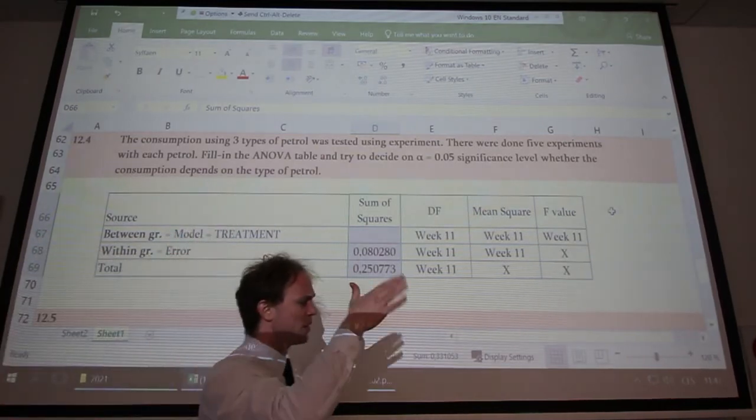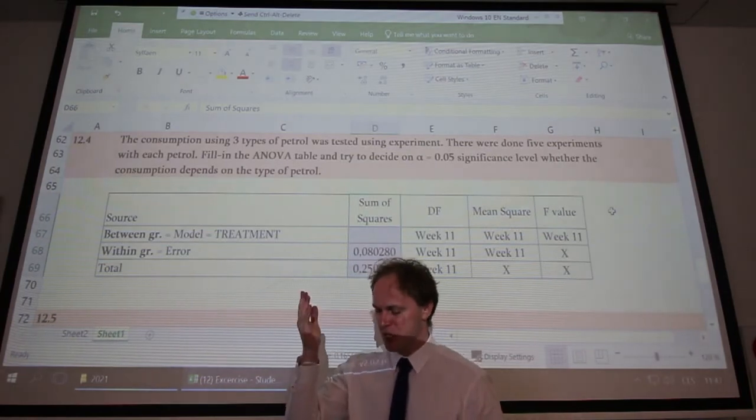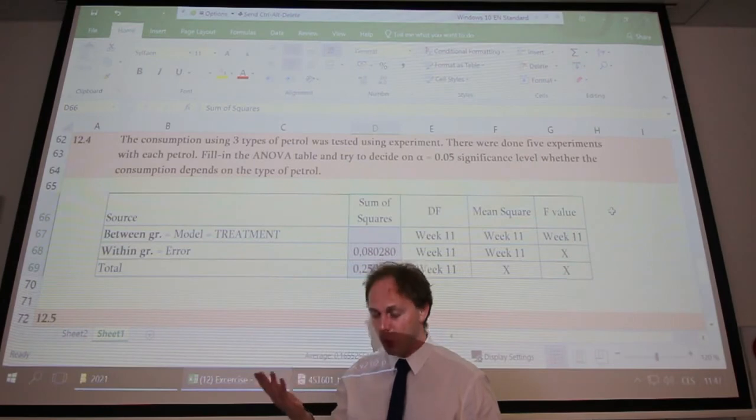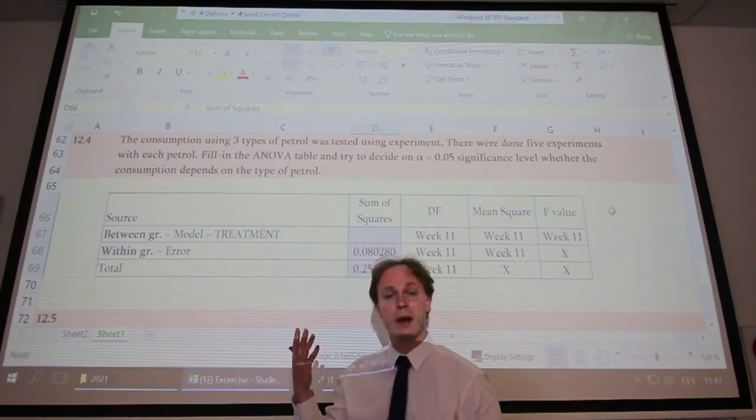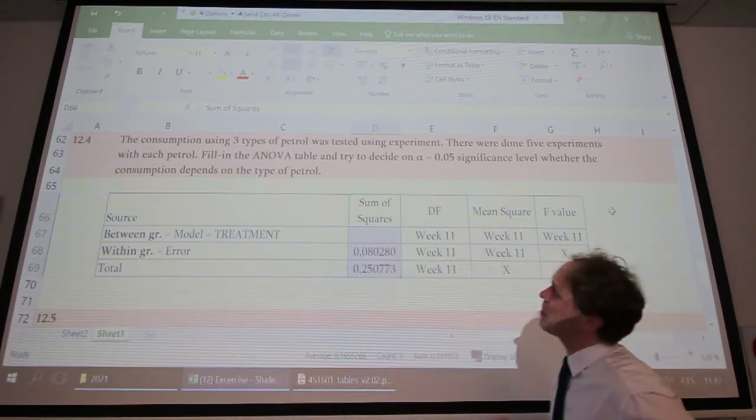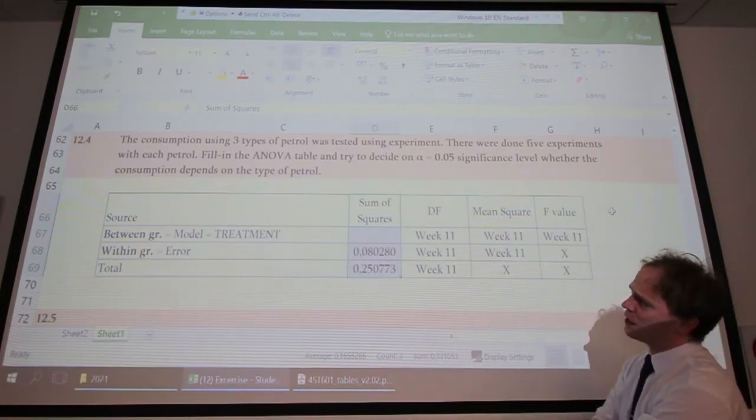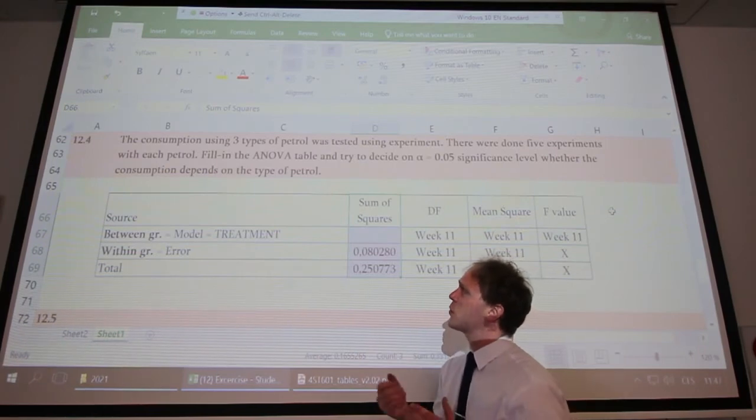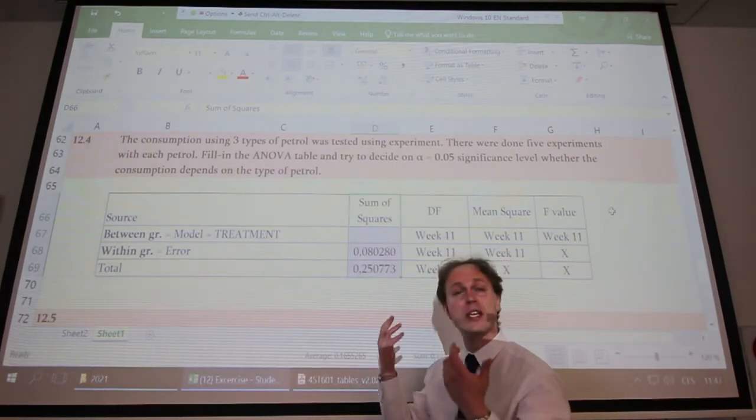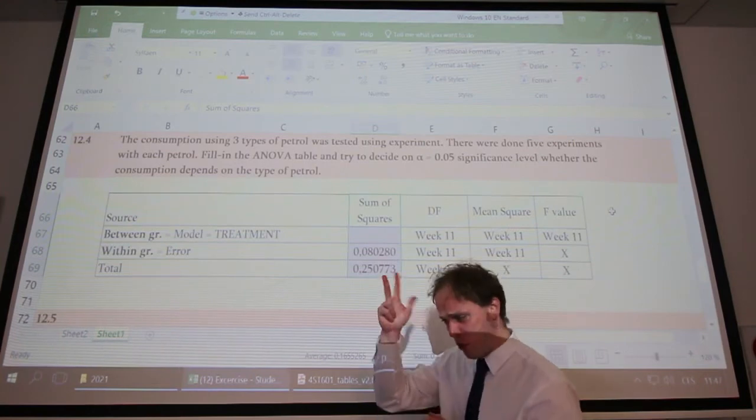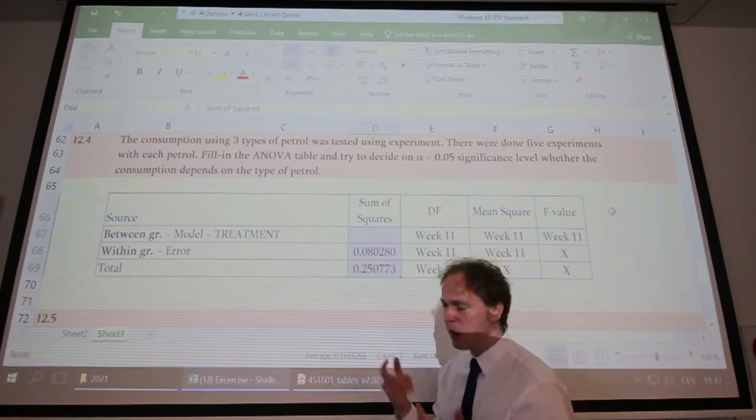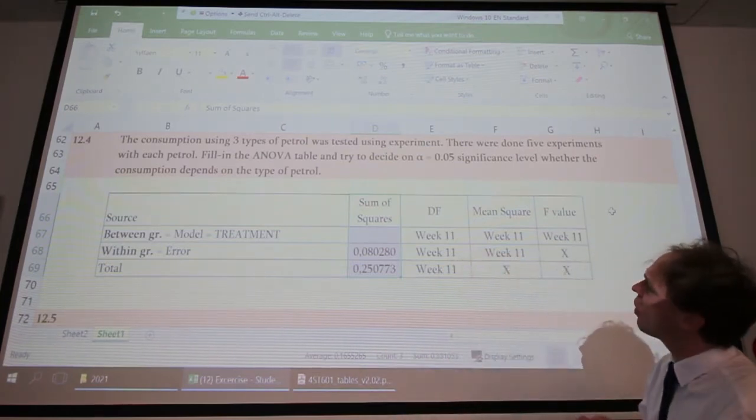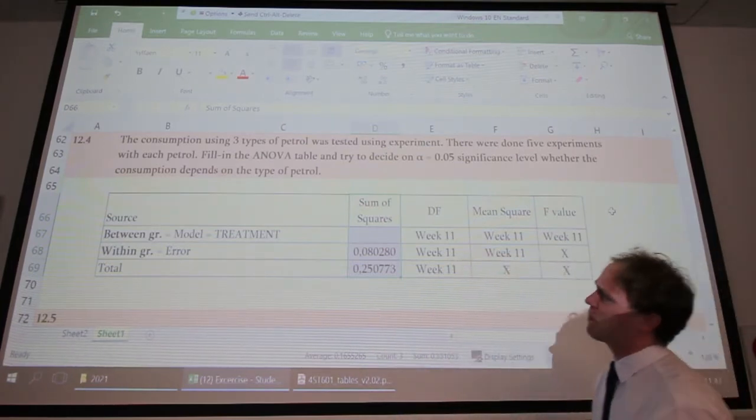So 3 times 5 is equal to 15, and 15 will be the total number of observations and the sample size. Because we have 3 types of petrol, it's the same as in the previous example where we had 3 teachers. So we have here 3 groups, Shell, Agip and OMV, for example, 3 types of petrol, and 15 experiments in total.